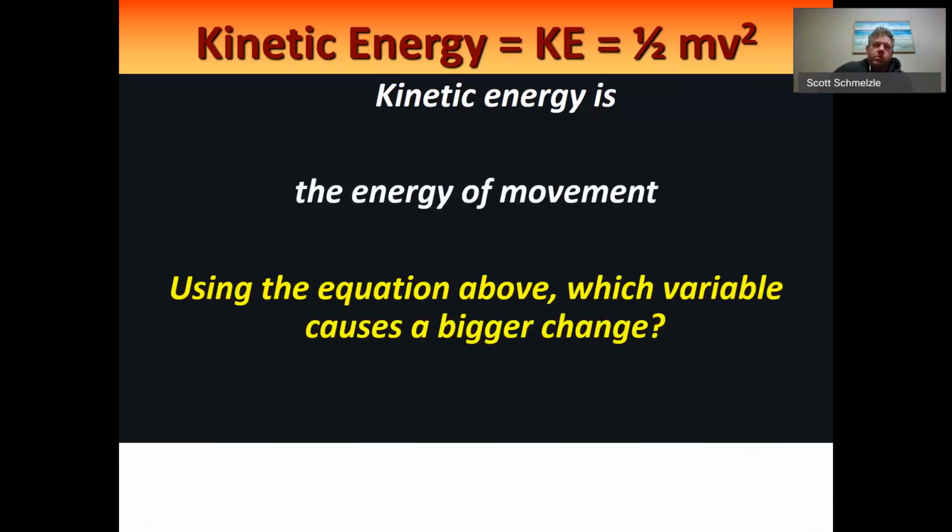Okay. So when we look at this, we ask the question: with the equation above, which variable causes a bigger change, the m or the v squared? Well, obviously it has to be the v squared, right? Because the change there would actually be squared.